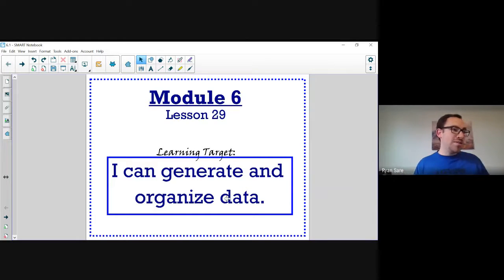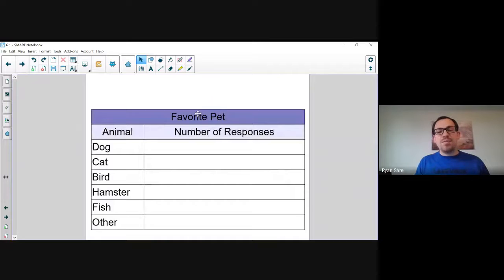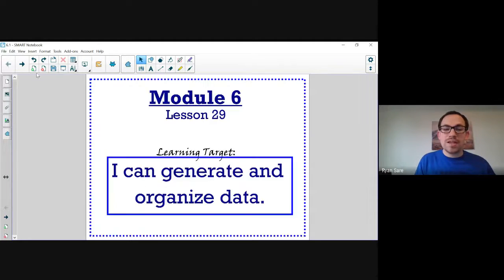Data can be a lot of things. It can be how long is your pinky? It can be what scores did you get on your test? It's anything that you're collecting information about. Now, let's say that I wanted to learn what your guys' favorite pets were. That's one of the things I want to do. I want to be able to generate or collect and organize data.